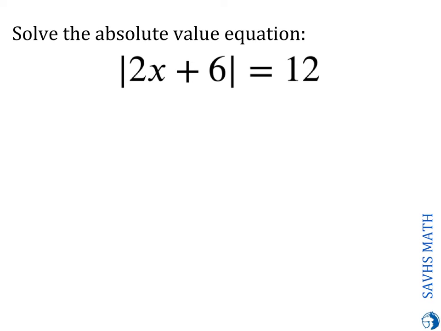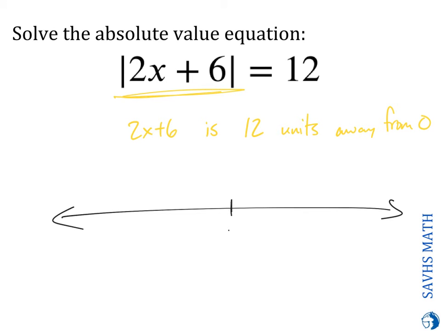Okay, so let's decode what this equation is actually saying. This equation is saying, okay, the distance from 0 of this stuff that I just underlined is 12. So 2x plus 6 is 12 units away from 0. What are the options? So I'm going to actually draw a little number line here so that we can kind of visualize this a little bit.